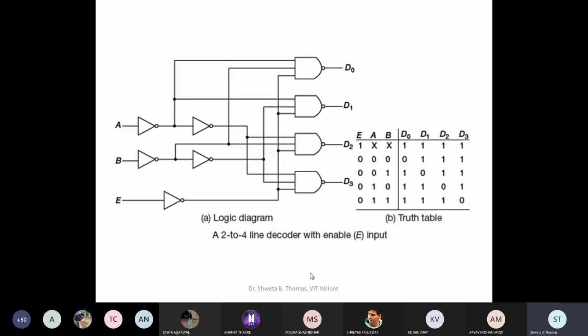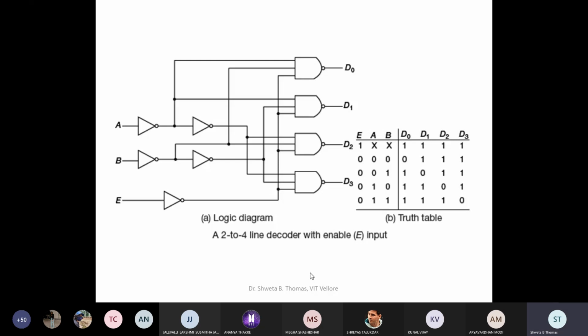I am telling you, when E is 1, all D0 to D3 will be equal to 1, regardless of the value of A and B. Why? An AND gate will output 1 if any of the inputs is 1. Since it is a NAND gate, if the output is 0, the output will be 1. Yes, very good. If it is 1, that means it is going 0. And we are not taking an AND gate, we are using a NAND gate. It means if anyone is active, then it should give you output 0 instead of 1, because intentionally we have taken the NAND gate instead of the AND gate.